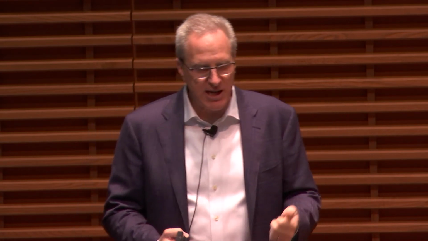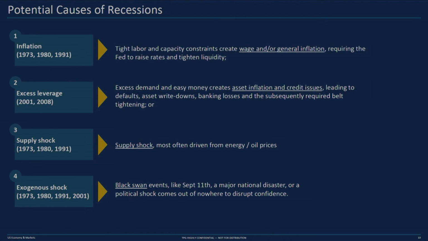The second circumstance is around excess leverage and credit quality problems. So that excess demand that we have in the economy and the easy money creates high and rising asset prices built on high and rising debt levels, and ultimately borrowers realize that they borrowed too much. Credit issues emerge that lead to defaults, that leads to asset write-downs, that leads to banking losses, and subsequently spending and investment has to reset to a new lower level. That's essentially what happened in the great financial crisis.